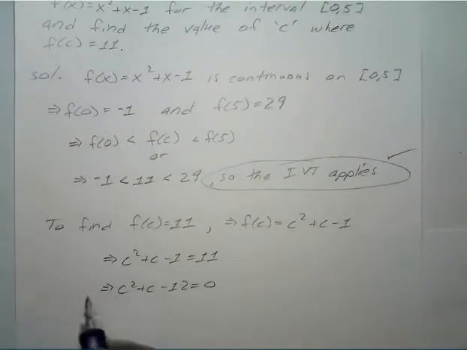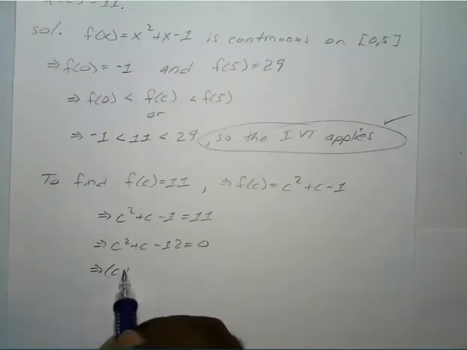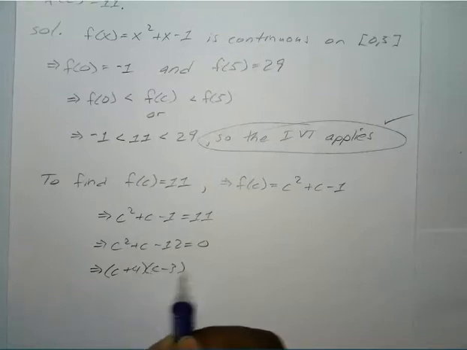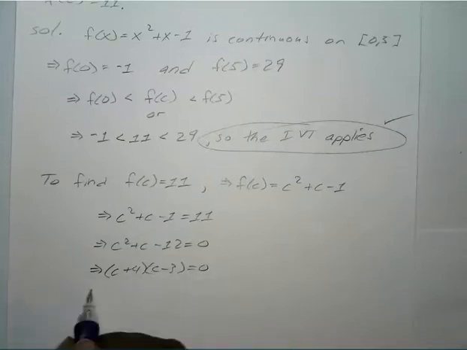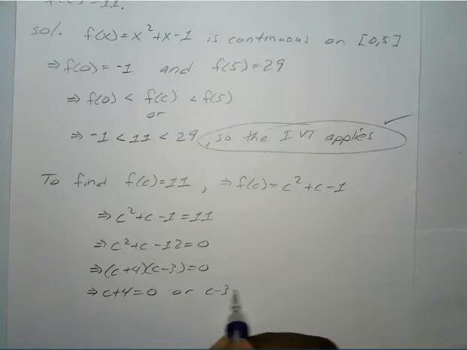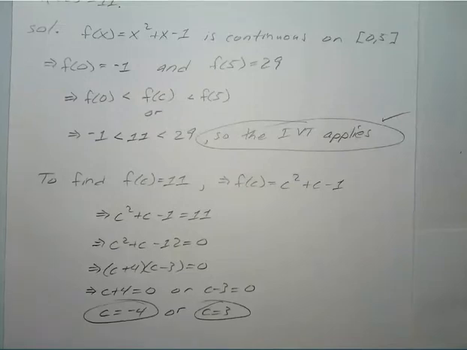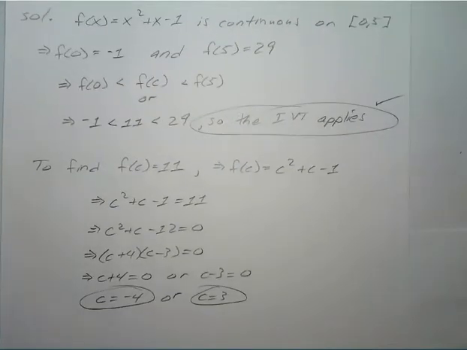Okay, so if we go ahead and factor this, that will be c plus 4 times c minus 3 equals 0, which means that c plus 4 equals 0 or c minus 3 equals 0. Alright, so if we go ahead and solve those two equations, that means c can equal negative 4 or c can equal 3. Okay, so it looks like we're done, but you still have one more thing you have to look out for.